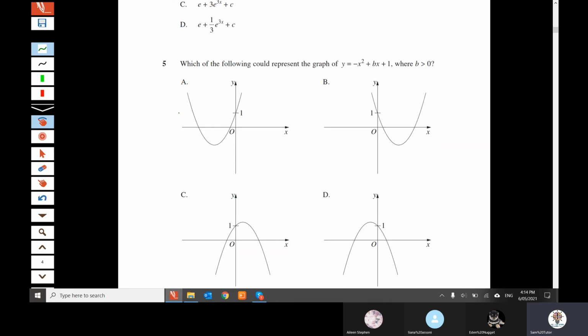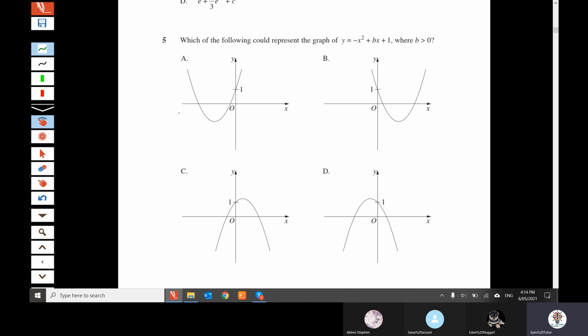Moving on. Number 5. Which of the following could represent this when b is greater than 0? Well, clearly it can't be that one. Now I'm tossing between C and D. Good point. A lot of students would probably struggle with this because they'd think about the y-intercept. That's already given to you. No, that's like this, right? That's what you're thinking of. Okay, don't think like that.